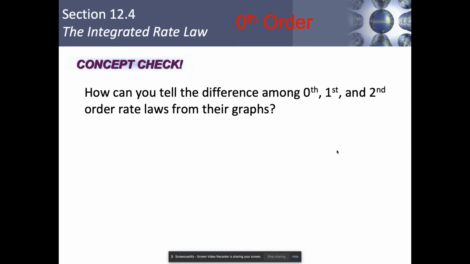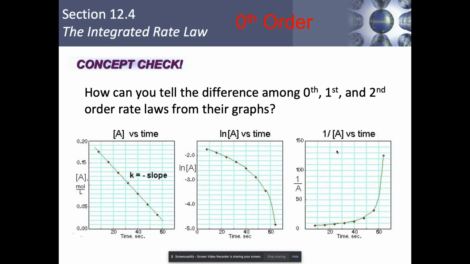Now, how can we tell the difference between these graphs? This is actually where it gets interesting, and this is very AP. They could say, hey, look, this is my rate law data. I have A versus time, the natural log of A versus time, 1 over A versus time. Is this a 0, a first, or a second order reaction? Answer, well, this is 0 order, right? This is a negative slope.